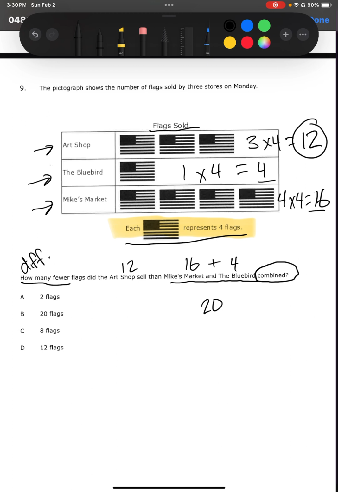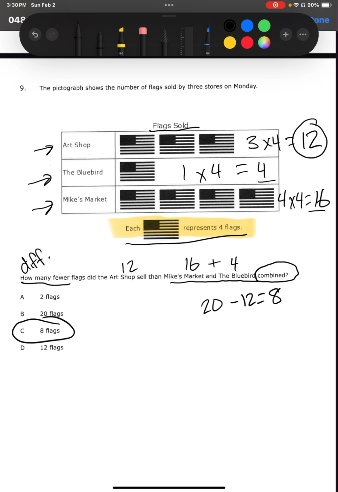Now to figure out how many fewer flags the art shop sold, I take this combined total of 20, and from that, I need to subtract 12. And my answer will be 8. This is a 2-step word problem, dealing with graphs. Take your time on it.